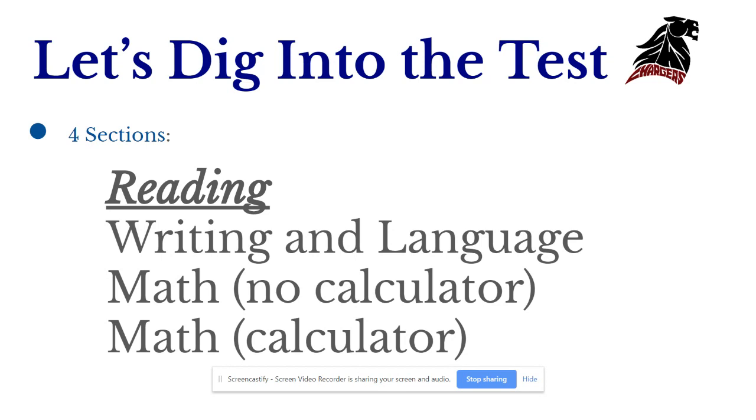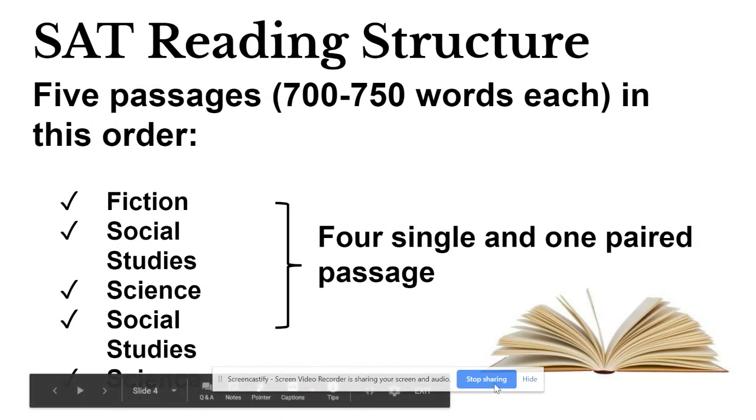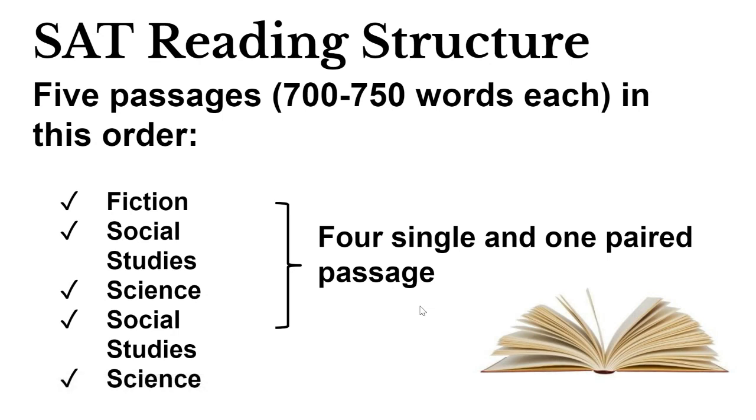There's the reading, the writing and language, the math with no calculator, and the math with calculator. Today we're going to focus on tips and tricks, and specifically the words in context questions in that first section, the reading section. The reading section is made up of 5 passages. Each of the passages are 700 to 750 words, and they always go in this order. The first passage is a fiction passage, the second is social studies, the third is science, the fourth is social studies, and the fifth is science.